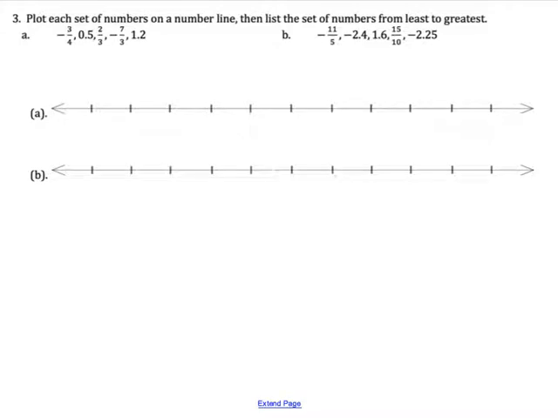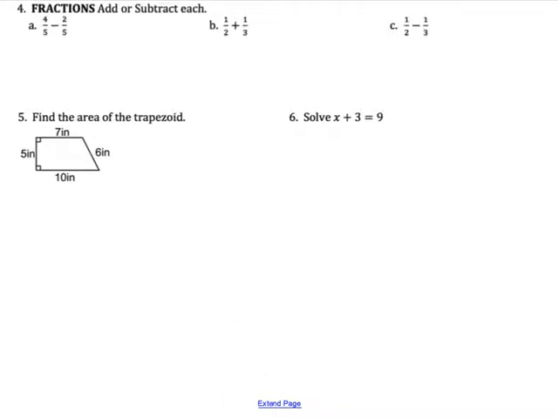Number 3, plot each set of numbers on a number line, then list the numbers from least to greatest. So for A, you're going to put numbers on the number line and then plot these. It looks like you've got to go from -7/3 all the way to +1.2. I think that's the smallest and the largest. And then you'll list them in order. And then for part B, that's the second number line. Problem 4.